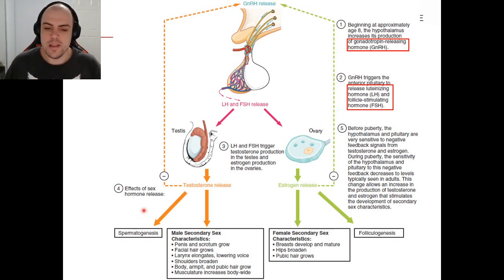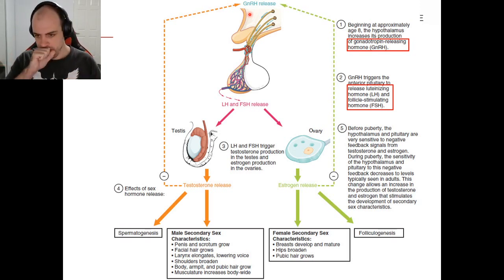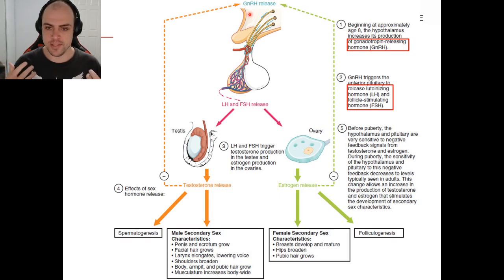What this means is that if we have the release of testosterone, the presence of testosterone is going to inhibit gonadotropin-releasing hormone, okay? And this is a very good way that our body can control the amount of either testosterone or estrogen, excuse me, that is being secreted.